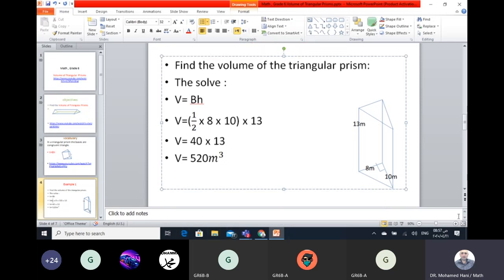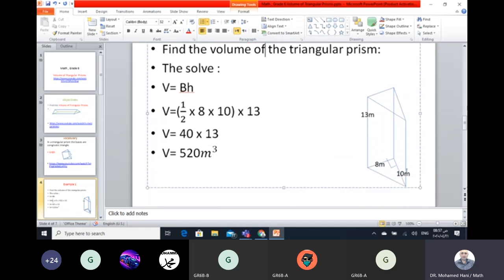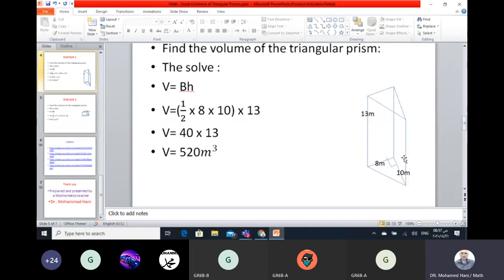As you see here, we have a triangular prism. Why? Because the base is a triangle. Look at the information inside the figure. Here we have the base triangle. The base of the triangle is 8 and the height of the triangle is 10. And here we have the height of the prism. How to solve the volume?